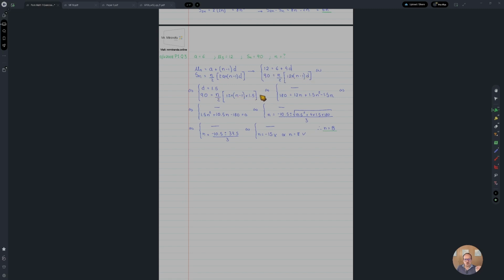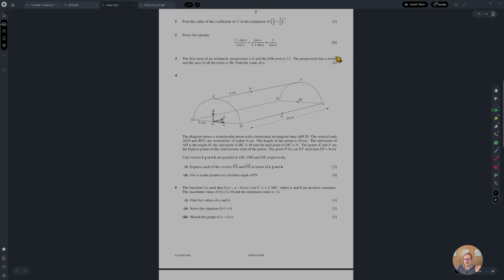By solving this, I'm going to set up a quadratic, and I solve for n. Eventually, at the end, I'm going to have a negative value of n. That doesn't make sense, so I'll keep the positive value, and that's going to be your final answer. And you have basically 4 free points.